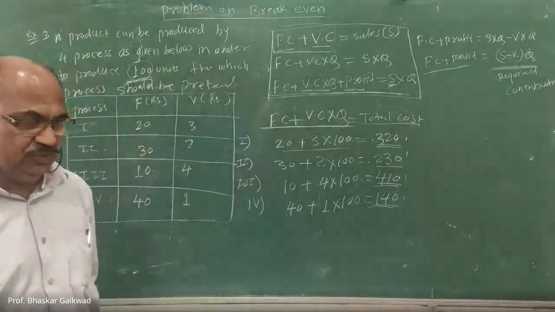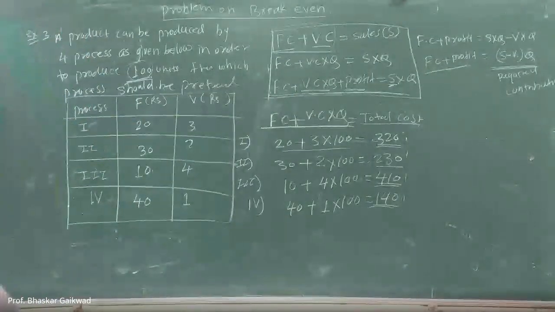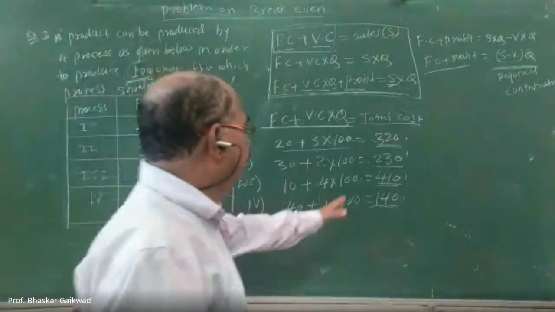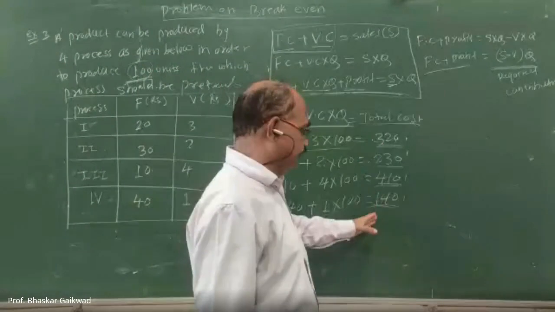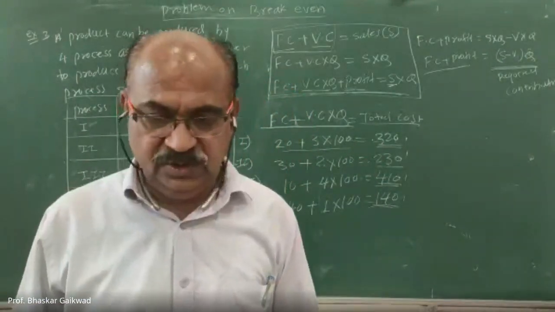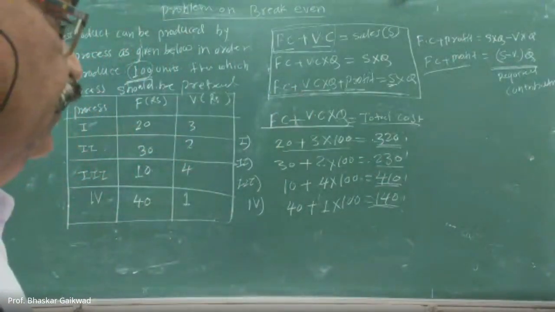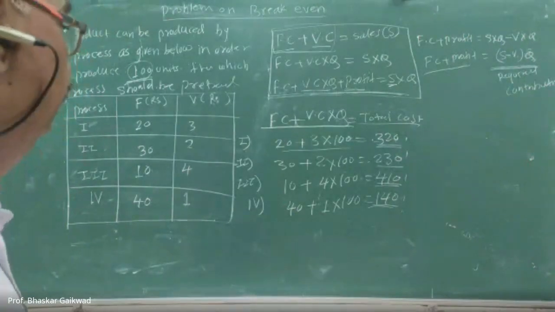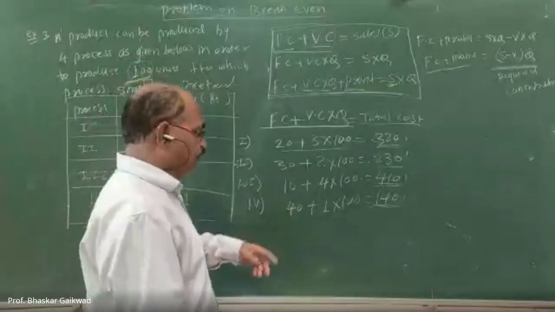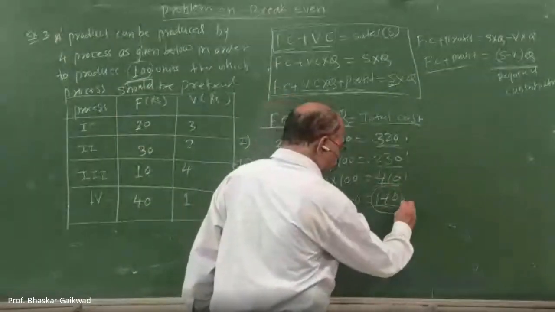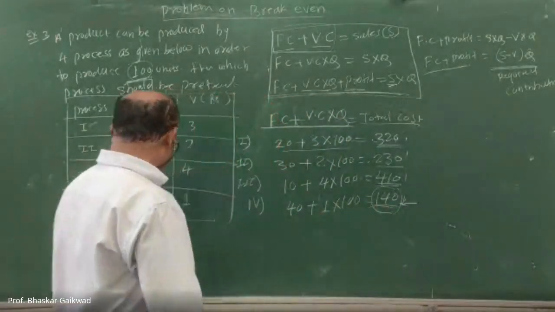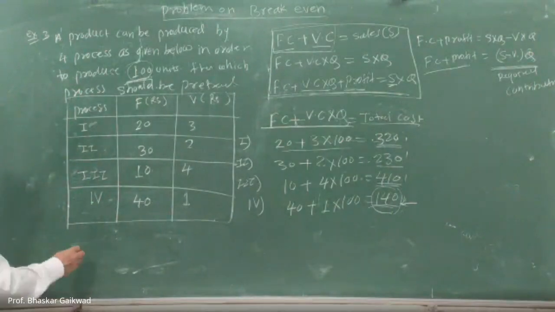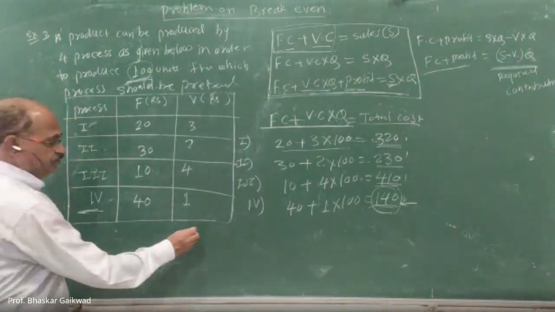Now, how are you going to select the process? You tell me which process I should select by choosing this answer. You can judge this answer and tell which process we can prefer. 140. Why 140? Because this is the lowest cost. 140 is the lowest cost, correct? So that's why we can prefer process number 4. So for this you will get 2 marks.